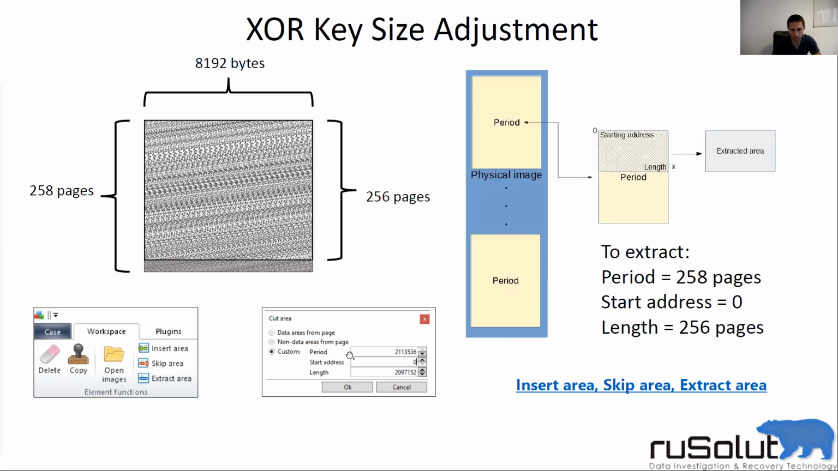So the period is 258, and here we set addresses in bytes. 258 multiplied by 8192 will give us this number, and 256 multiplied by 8192 will give us this number.